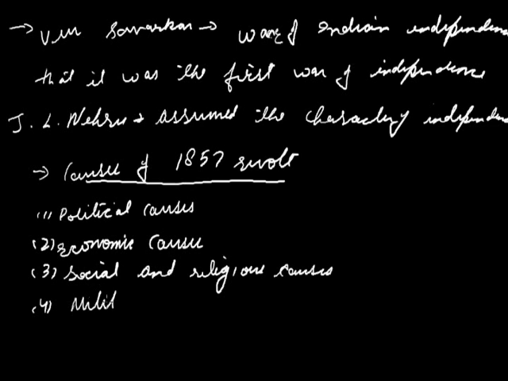Military causes, by which we mean that many sepoys were discontent against the British, and so many historians have claimed that this was nothing short of a sepoy mutiny. And last, a spark which led to the revolt of 1857, that is the immediate cause. Let us start with political causes.